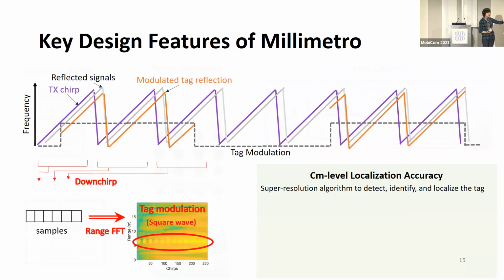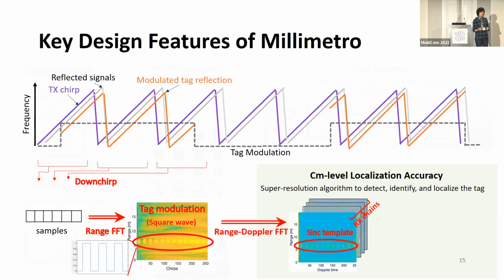Here you can actually see the modulation of the tag, and it's like we have applied a square function on top of the tag reflection because the switch is turning on and off. So sometimes you have the reflection, sometimes you don't. But because of that asynchronous protocol, you can't easily detect it in the time domain. You don't know when the tag is on or off. So we do another FFT across the chirps. We get this range-Doppler spectrum.